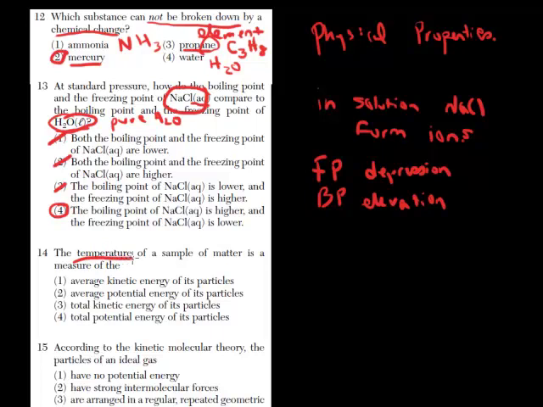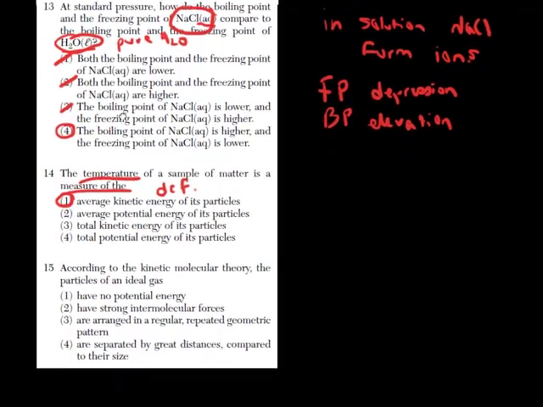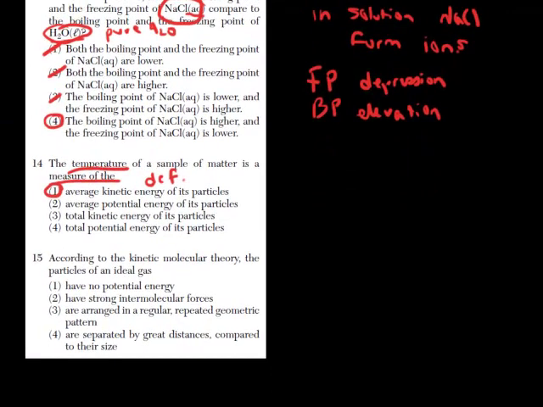The word temperature is given, and they're telling you that temperature is a measure of the. This is clearly a definition question, so let's find the definition. Average kinetic energy of its particles. Stop right there. The answer is number 1. All right, let's push the page up a little bit so we can see number 15 more clearly.